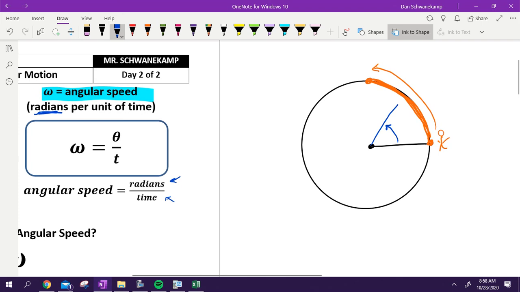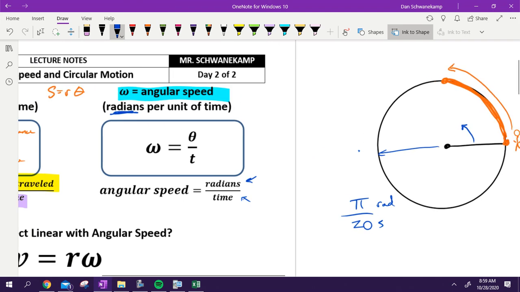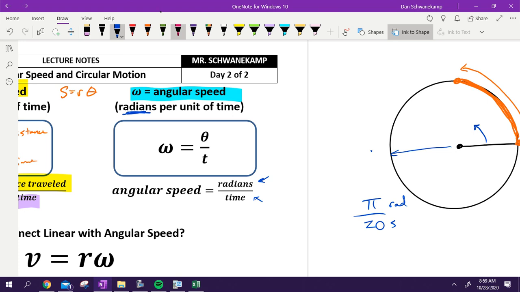So radians is what we're doing today. So if I went to here in 20 seconds, that means I went pi radians over 20 seconds. That's the radians over time. Omega. I don't know why they used omega, but they did. That fancy looking w right there is omega. It stands for the angular speed.